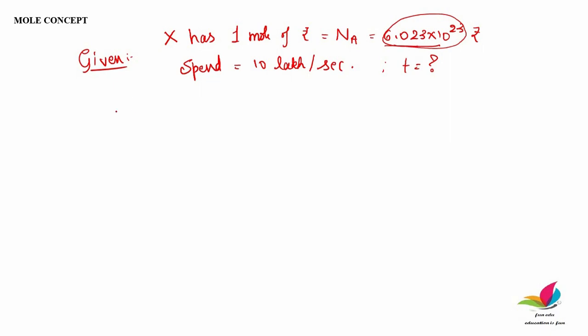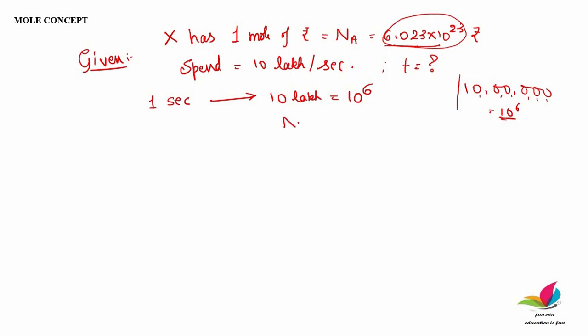So how to calculate this? See, in 1 second how much can he spend? 10 lakh. Now this 10 lakh I can write as 10 to the power 6, correct. 10 lakh is nothing but this, right. So how many zeros? 1, 2, 3, 4, 5, 6. So I can write 10 to the power 6.